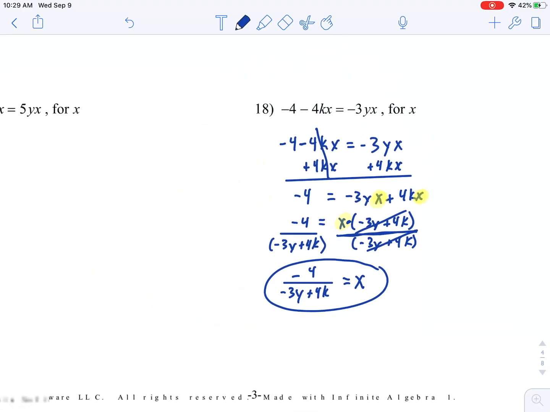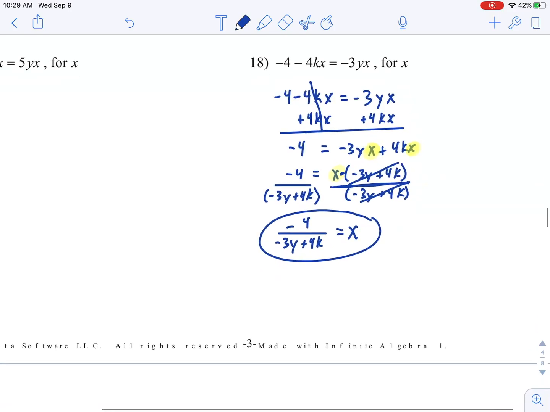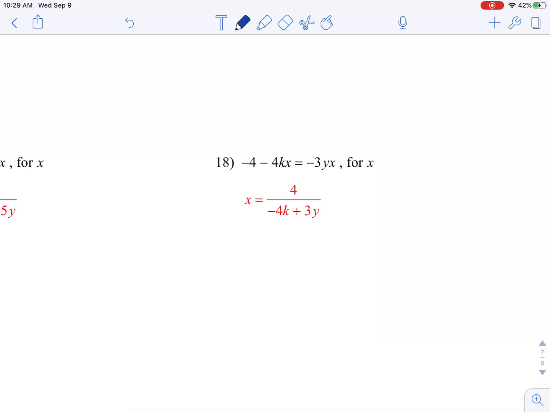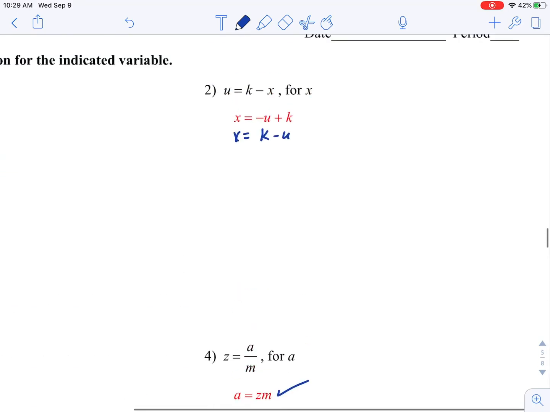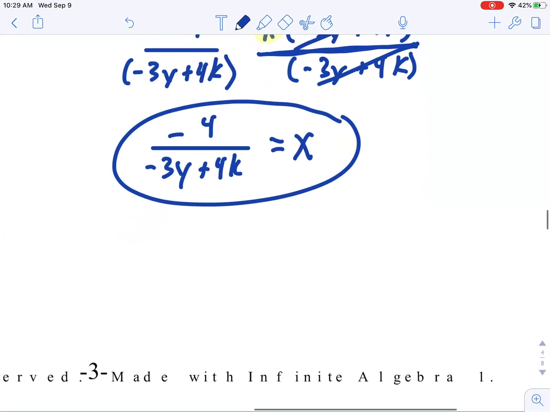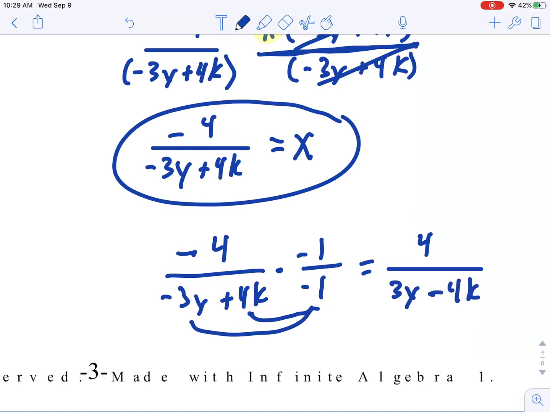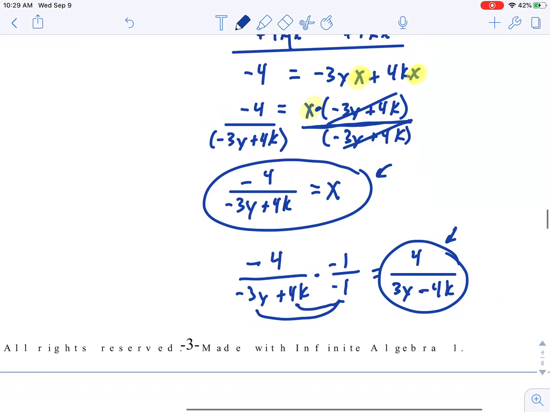I have a feeling maybe this will be one of those problems where there's an alternate correct answer. So let me scroll down and check. Yeah, that's, oh, those goofy, silly people. Okay, so this is a correct answer. Let me show you how they get the alternate answer. So negative 4 over negative 3y plus 4k. They did that trick I did before where you multiply top and bottom by a negative 1. So on top that gives you positive 4, and on the bottom, when you distribute this, gives you positive 3y minus 4k. If you get this answer and stop there, I would give you credit for it, but this is the answer in the answer key.